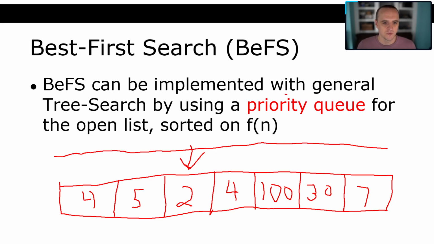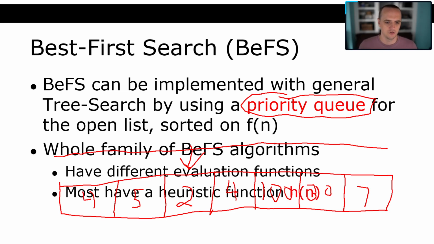A priority queue is a data structure that will allow us to store this list in a manner that lets us retrieve the minimum value in less time than big O of n. So that's what a priority queue is. Hopefully you've seen a priority queue before.